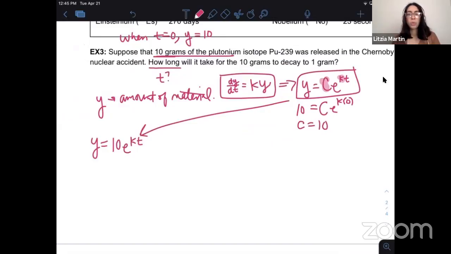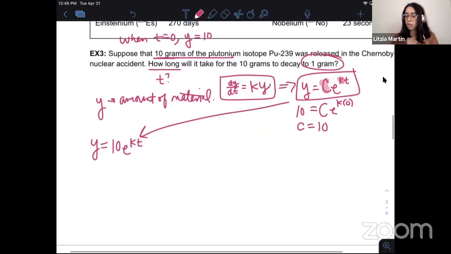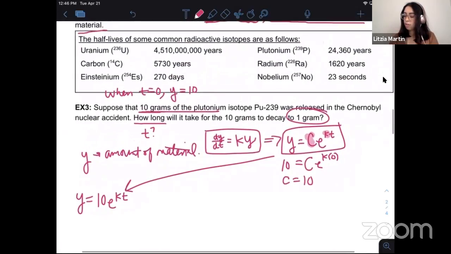All right. So now we need something else that we can plug in for y and t in order to solve for k. And the problem here is 1 gram is the y value, and its corresponding t is what we're trying to figure out. So we can't really use that 1 at all until the very end when we're trying to solve for t, once we already know what k is. So we still need to figure out what k is. And now we are going to use the information we were given for the half-life here.